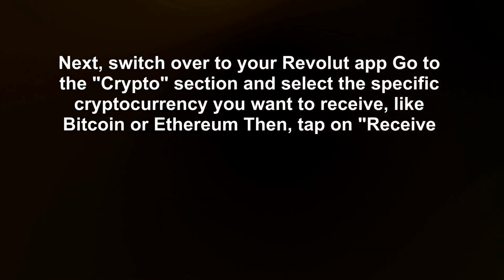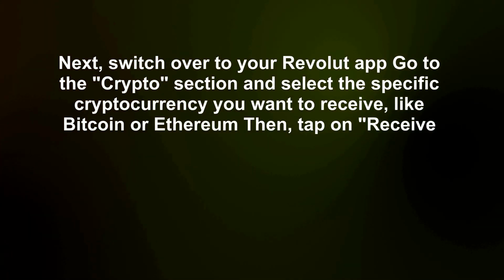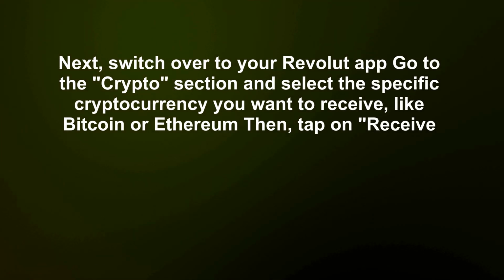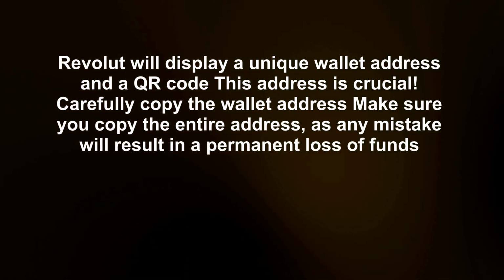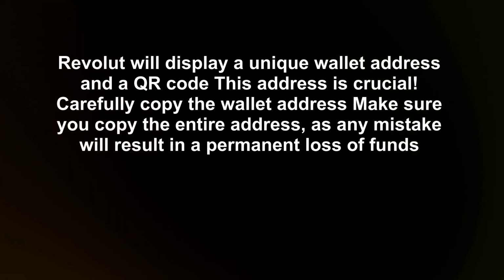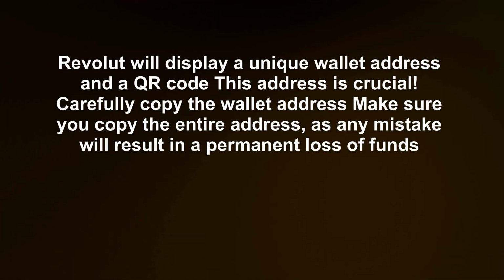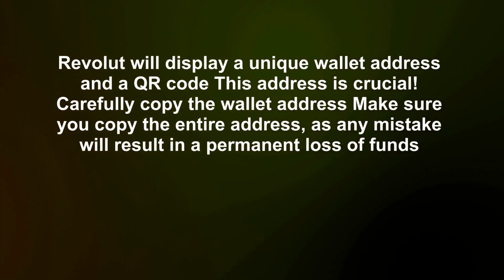Next, switch over to your Revolut app, go to the crypto section and select the specific cryptocurrency you want to receive, like Bitcoin or Ethereum, then tap on Receive. Revolut will display a unique wallet address and a QR code. This address is crucial. Carefully copy the wallet address. Make sure you copy the entire address, as any mistake will result in a permanent loss of funds.